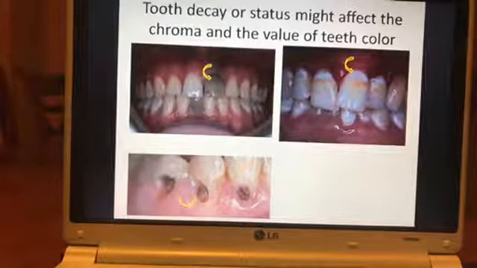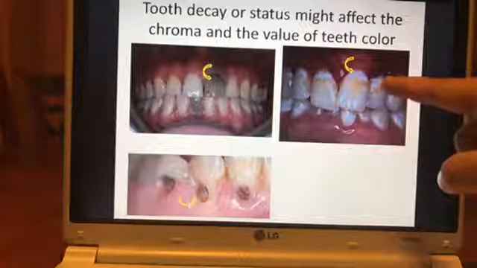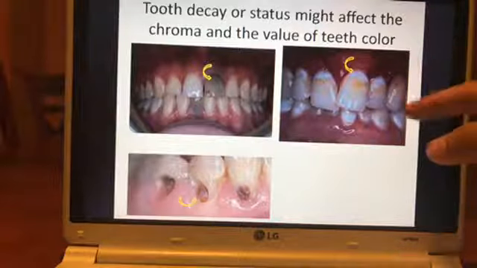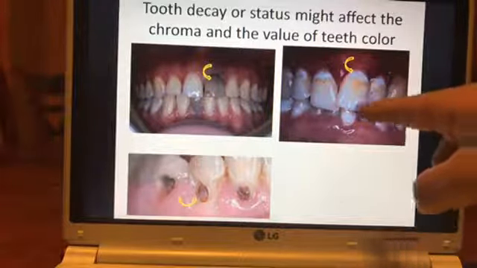And on the opposite, if you have the white caries, which we call the white spot lesions, it will give you a feeling that the teeth have a high value. But actually, if you look carefully, they have medium value.